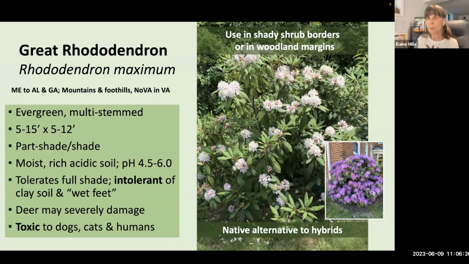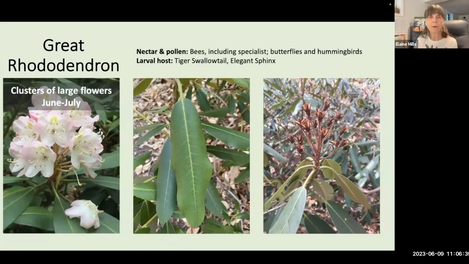They make a special point of highlighting any plants that have a range of toxicity, either to us or to various animals. Great rhododendron has clusters of very large flowers. The individual flowers are even an inch or so across, and you'll see those a little bit later in the season from June to July.